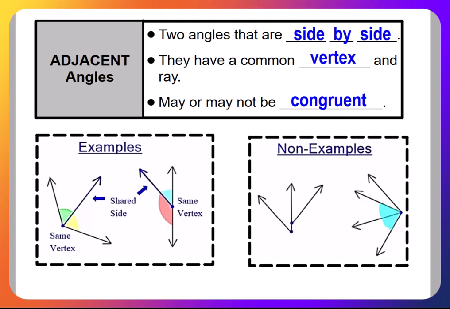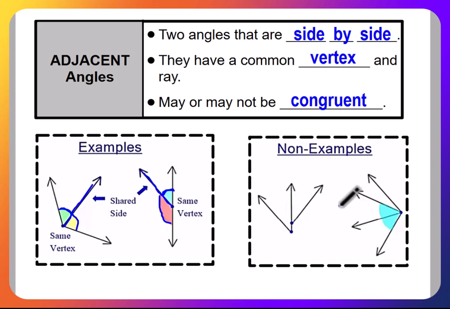So these are some examples. Here we go. You can see that this angle right here and this angle right here share the same side. Okay, they share this side right here. They are side by side. We don't know if they are congruent or not because we don't know the measures, but they are adjacent. Same thing over here. You've got this angle right here, and you've got this angle right here. They're adjacent because they're next to each other. This is their shared side right here, the shared ray. Okay, so they are adjacent.